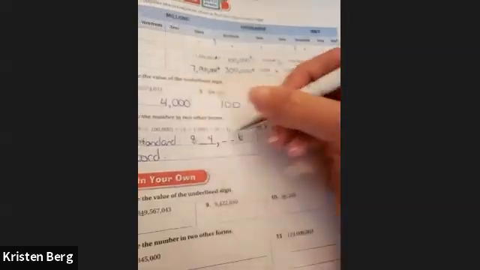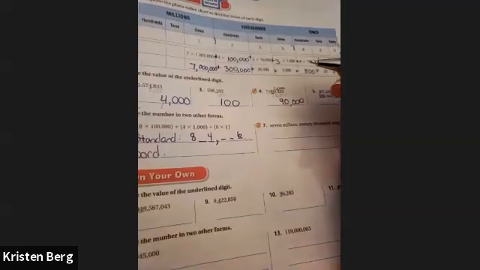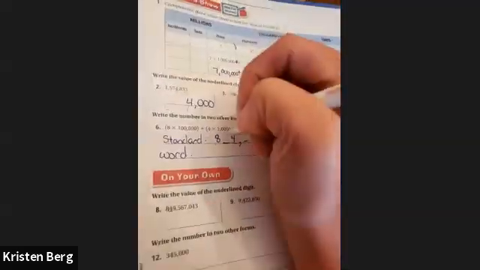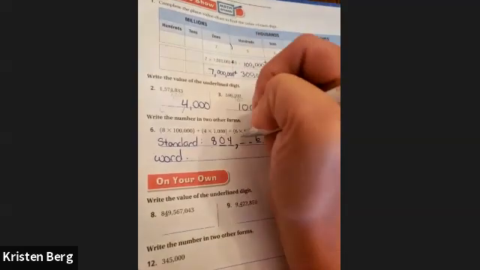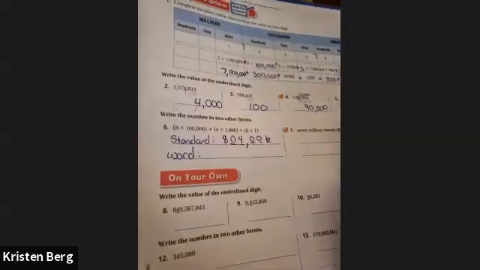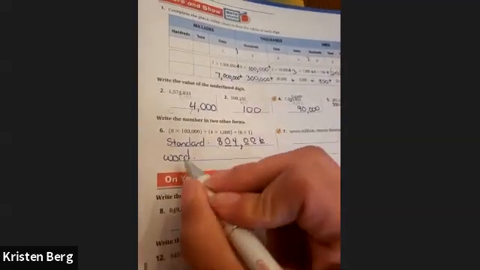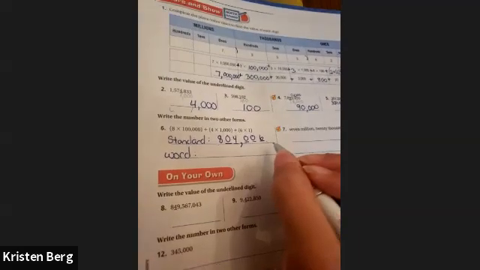But, oh no, I have all these missing places. So what should I put in there? I should actually be putting in zeros as placeholders, and that is my number. So now I'm going to write the word for this.